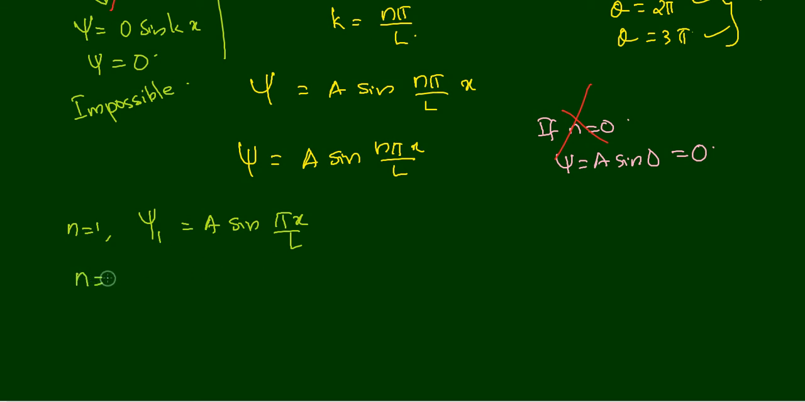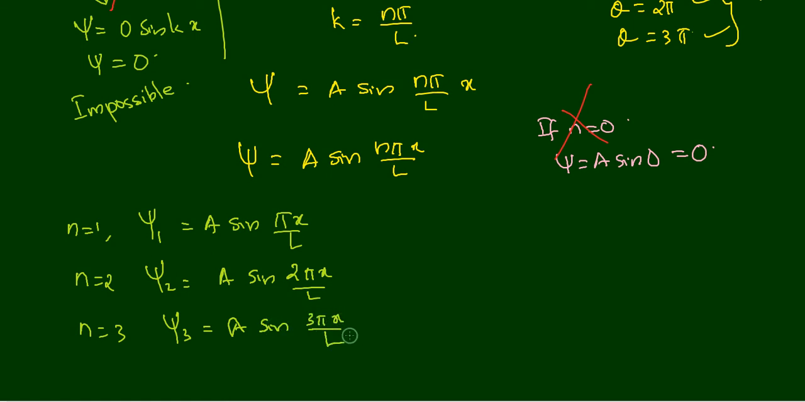When n is equal to 2, psi 2 is equal to A sin 2 pi x divided by L. And when n is equal to 3, psi 3 is equal to A sin 3 pi x divided by L. These are all possible solutions of the Schrodinger wave equation. So now we have an expression for the wave function: A sin n pi x by L.